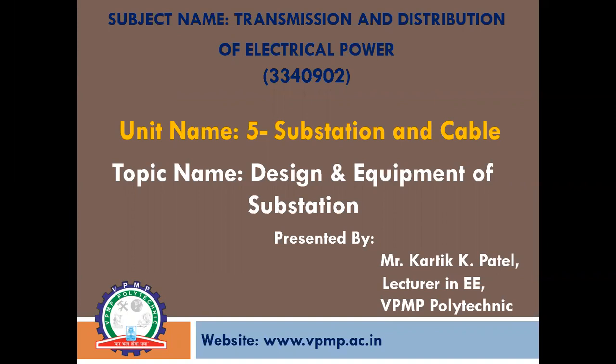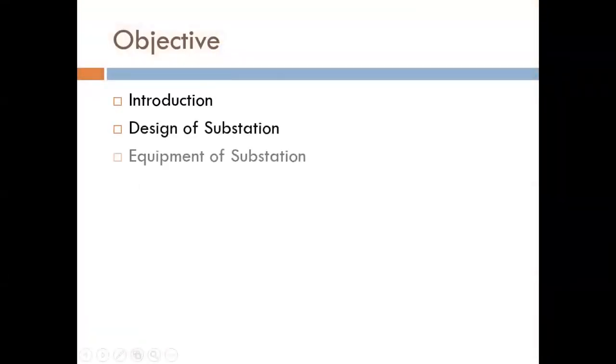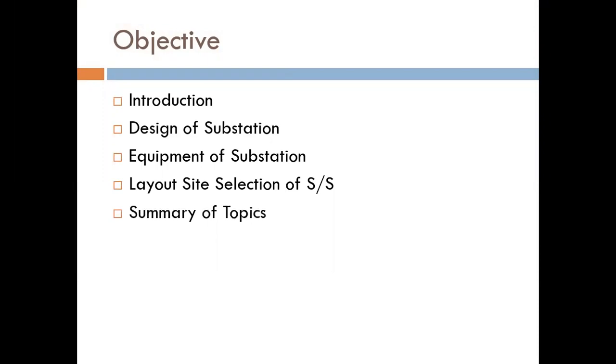Subject name: Transmission and Distribution of Electrical Power. Unit name: 5, Substation and Cable. Topic name is Design and Equipment of Substation. Now, the objective of today's session is an introduction to substations, design of a substation, equipment used in a substation, layout, site selection, advantages, disadvantages of substations, and a summary of the topic.